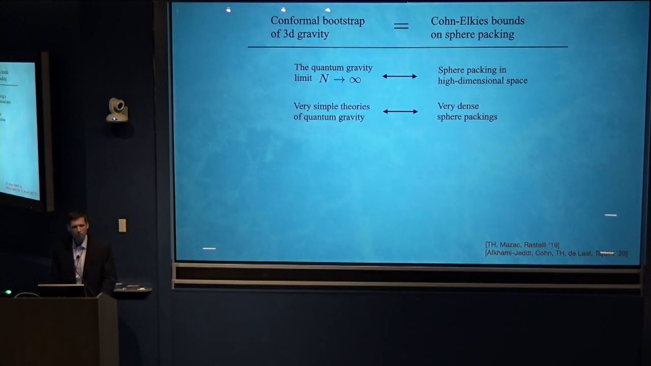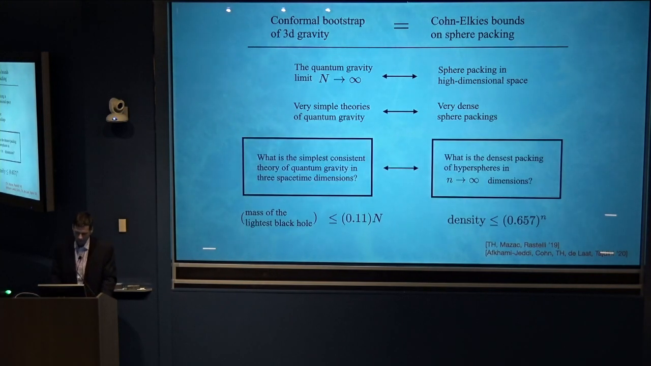The very simple theories of quantum gravity, the ones we were looking for with the bootstrap, very nicely map to the densest sphere packings. So a simple theory of gravity corresponds to a very dense sphere packing. So not only were we looking at the same sort of math problem, it turns out we were both trying to do the same thing. We were trying to find simple theories of gravity. They were trying to find dense sphere packings, but actually this was the same problem.